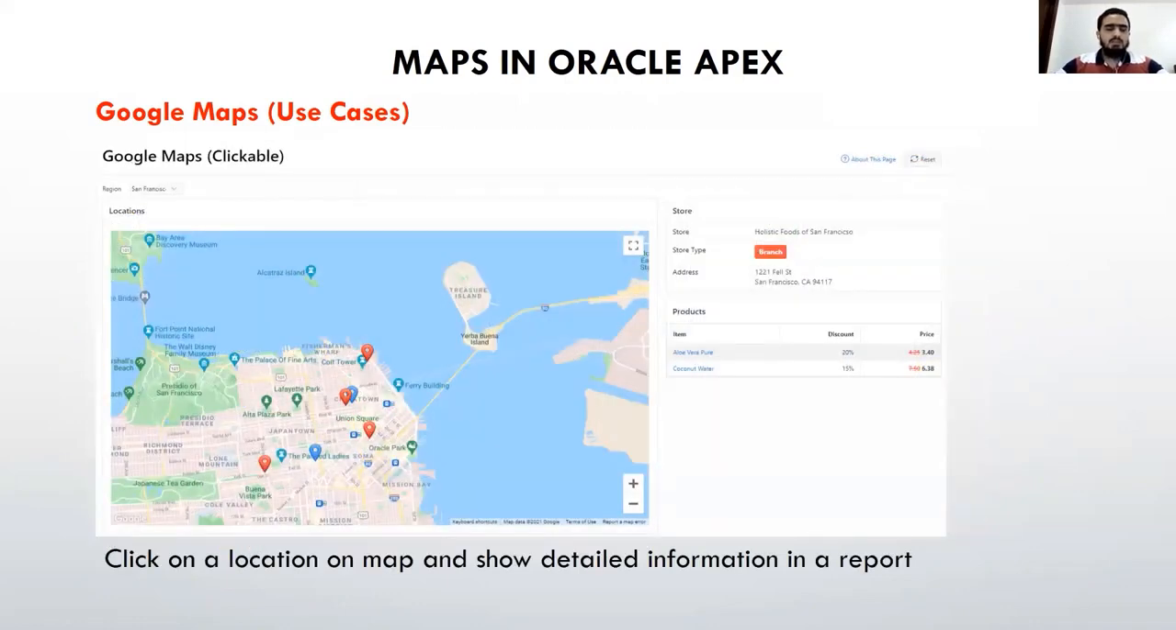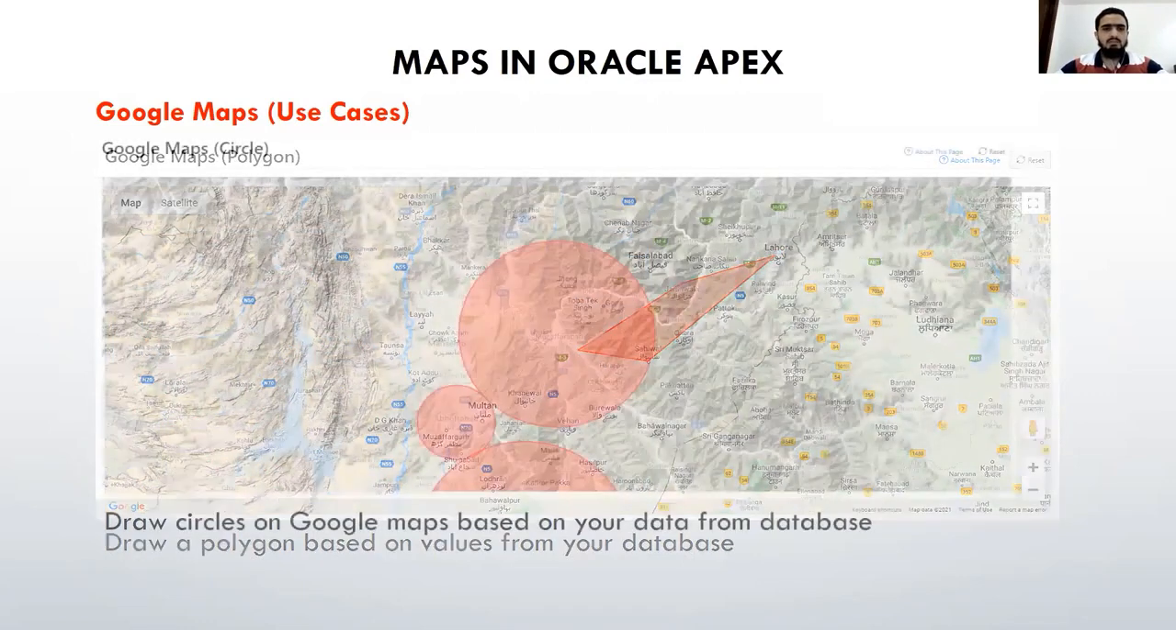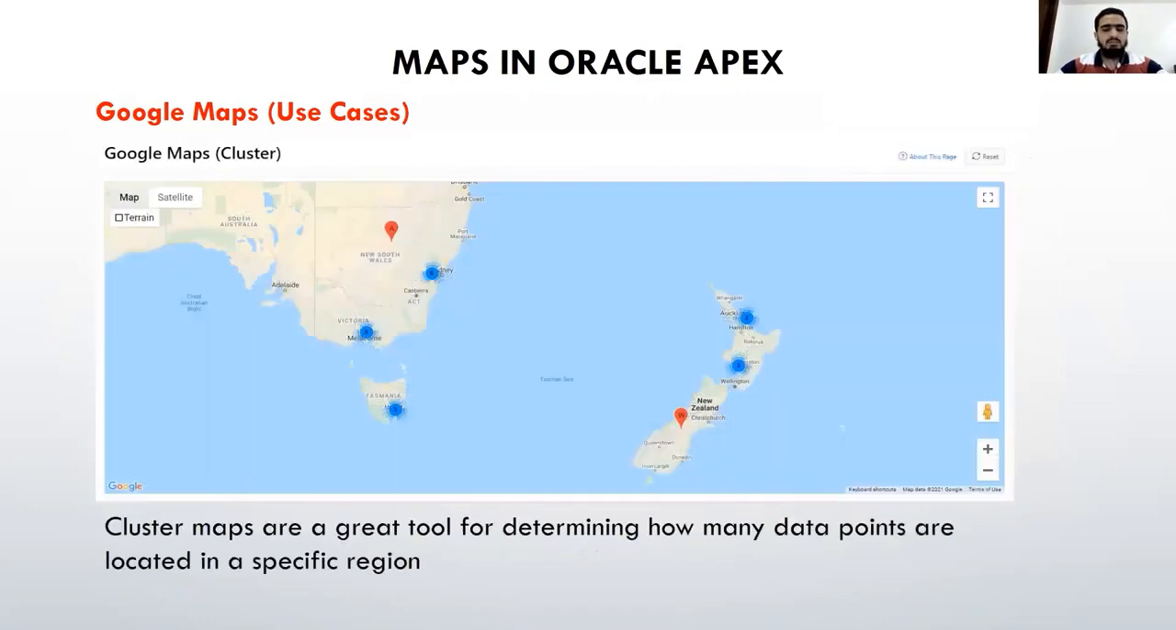Similar to the Oracle Apex Maps component, if we want to click on a specific location and display the data in a report, we can do that in Google Maps as well. If we want to draw different types of shapes, polygon or circle or clusters, we can do these things as well. For the clusters, as I explained in the first feature of Oracle Apex Maps, it is the same concept, but it's available in Google Maps as well.